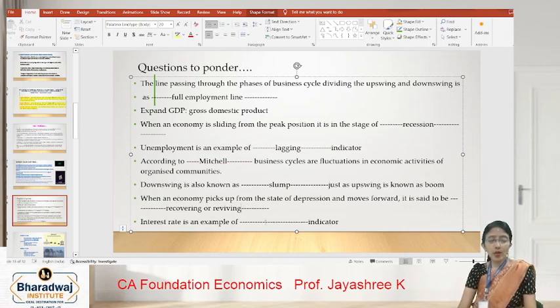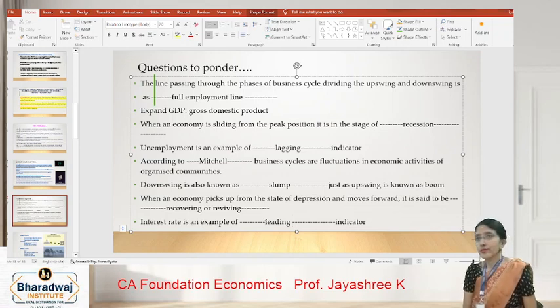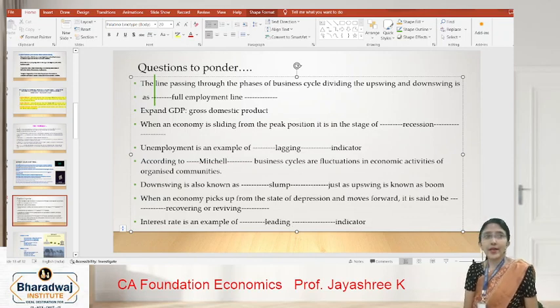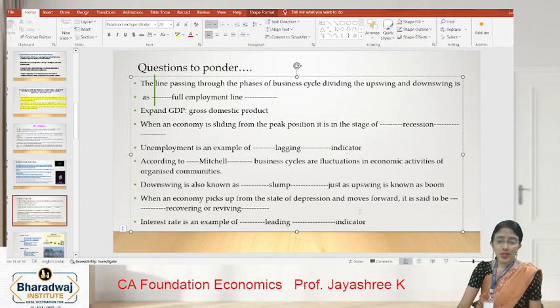Interest is an example of a leading indicator. Anybody has got full score? How many questions were given? 8. Any 8 on 8? 7? 6? Very good. 6 is a very good one. 5? Okay. 4? Till 4 we will see. Good. Good attempt only you have made. That's nice.